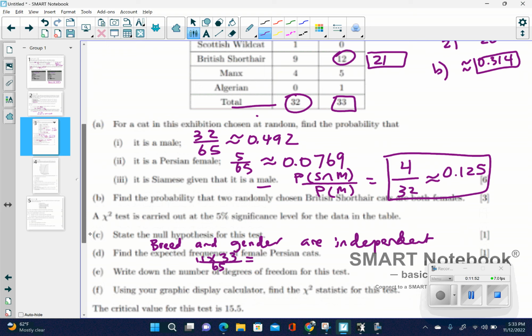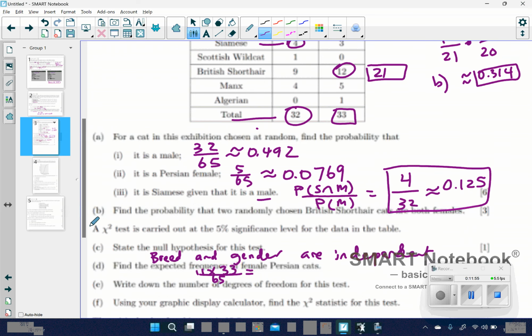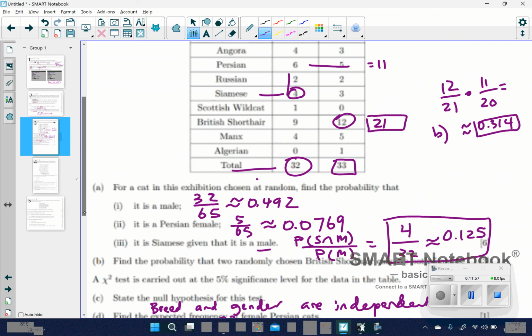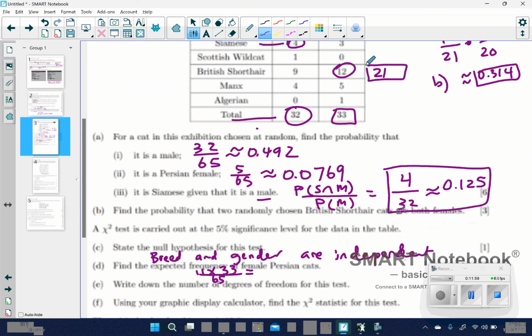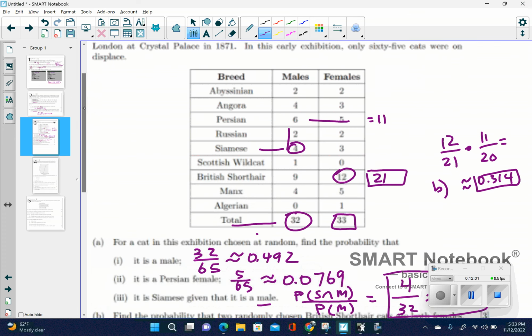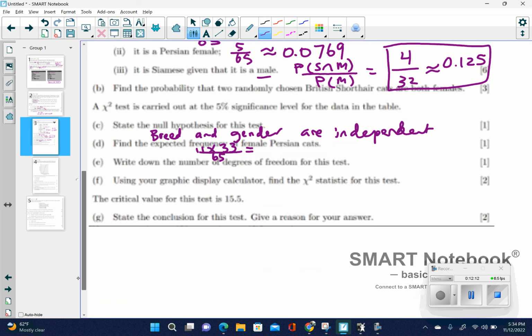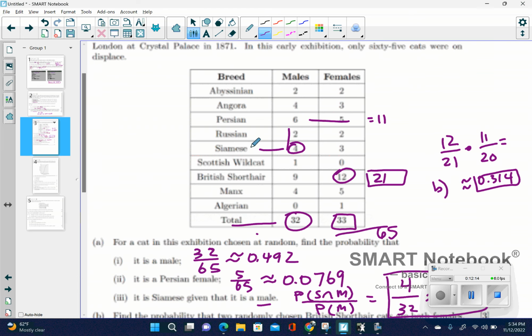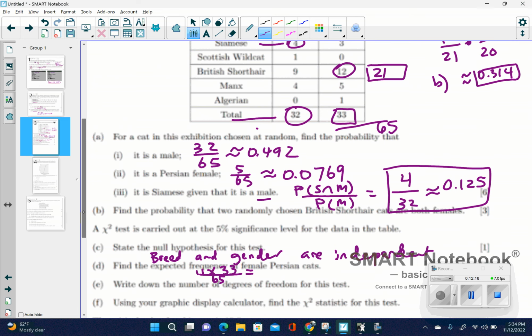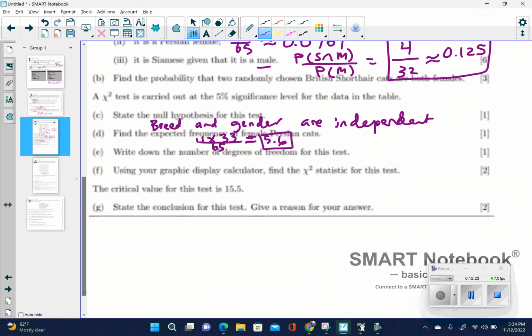And again, how did we get that, right? We are talking about female Persian cats. There are 11 Persian cats altogether, right? So you do 11 times total females, 33, divided by 65 cats altogether. Okay, so 11 times 33 divided by 65, and that gives us about 5.6. All right, write down the number of degrees of freedom.